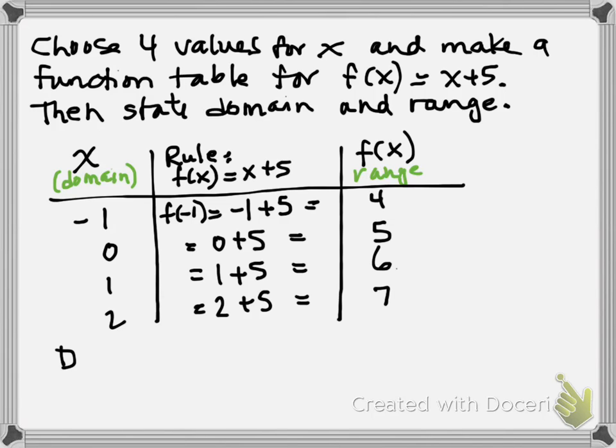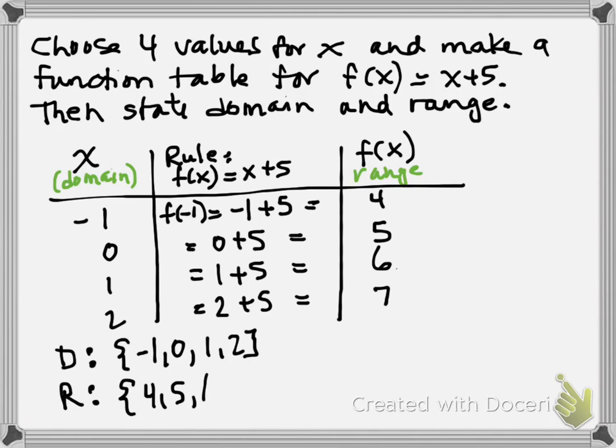So what's the domain? -1, 0, 1, 2. That's what we put in, and we're all going to choose the same. What's the range? 4, 5, 6, 7. It's what we got in our output column, in our f of x column. And that's the second part that you're going to work on for homework tonight. Okay? So that's what page 291, 293 is all about.